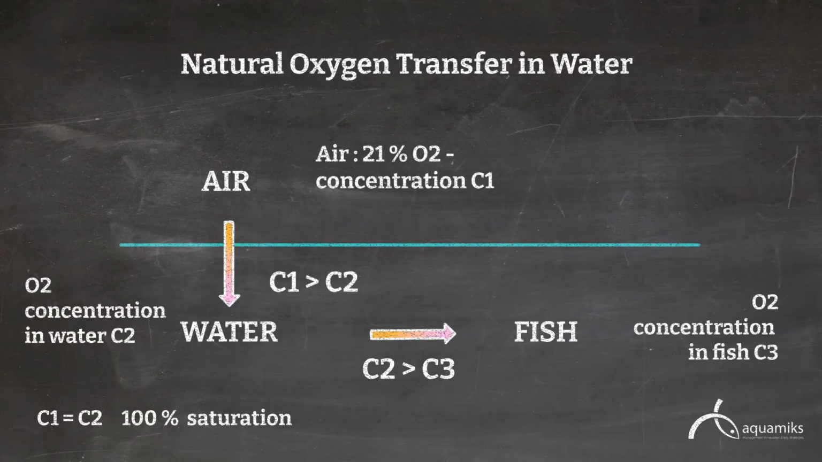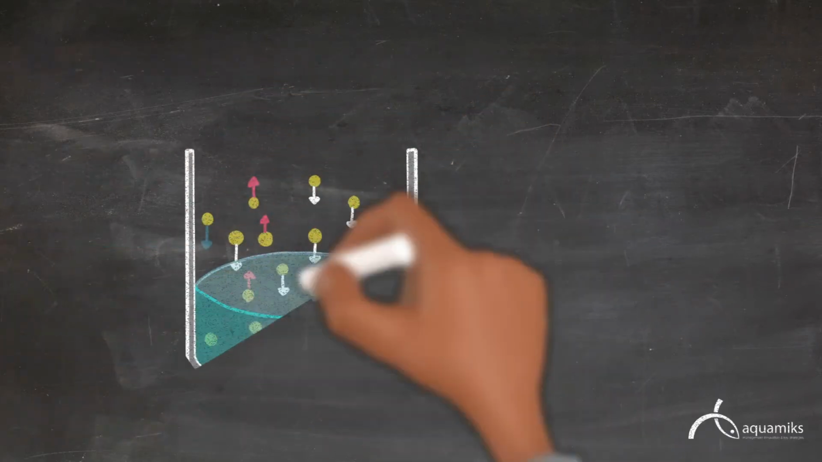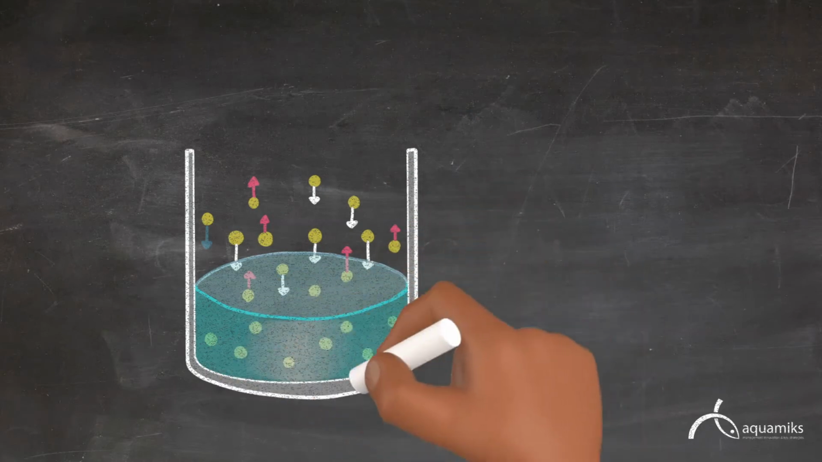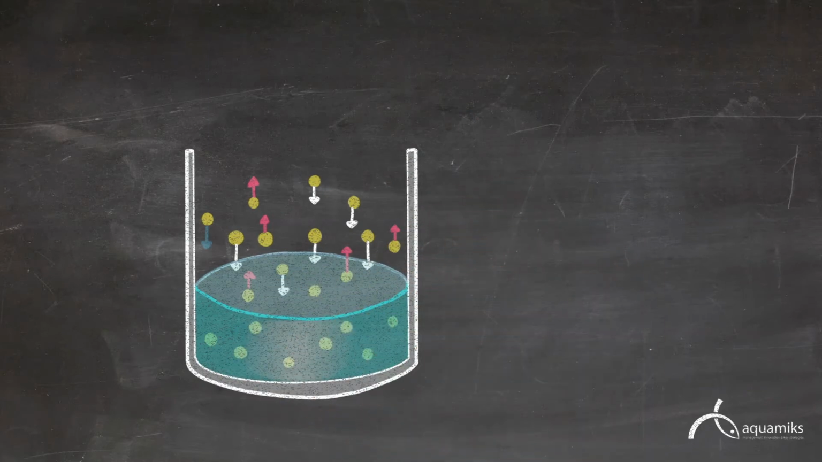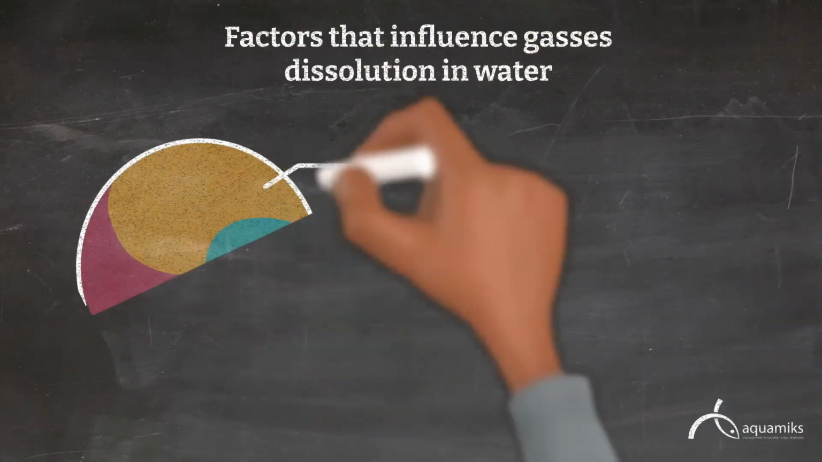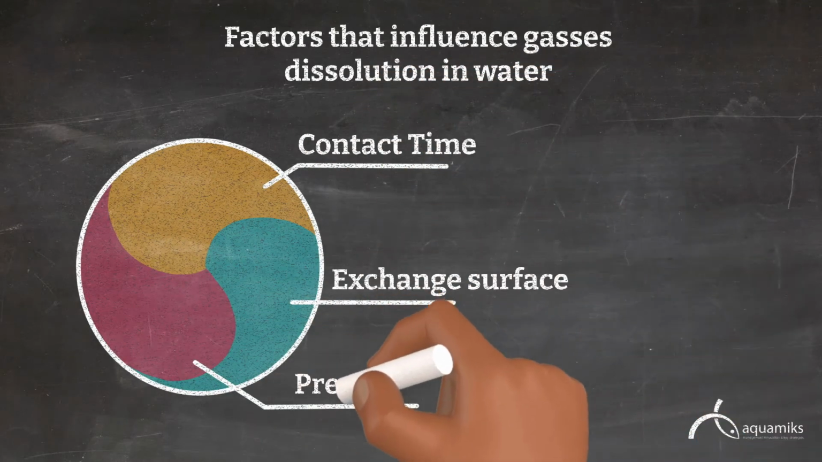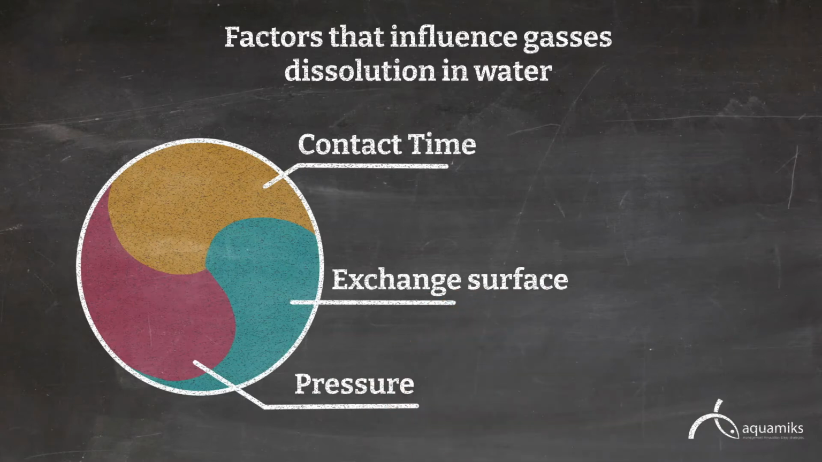Let's understand better how we can intervene to change that. When a gas molecule hits the surface of a liquid, it may be deflected back into the gas or dissolved into the solution. Three main factors influence the gas transfer: the contact time, the exchange surface, and the pressure. So, when we think or evaluate a system, we have to consider that the more parameters we can control, and the better we can control them, the better the outcome we get.